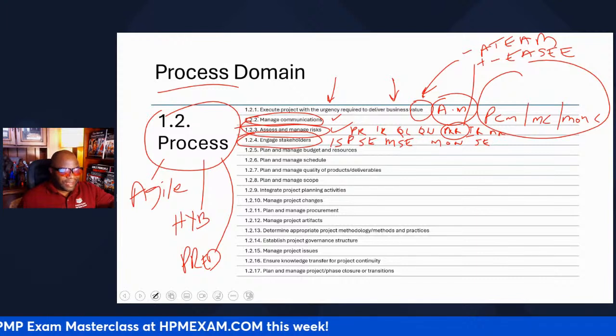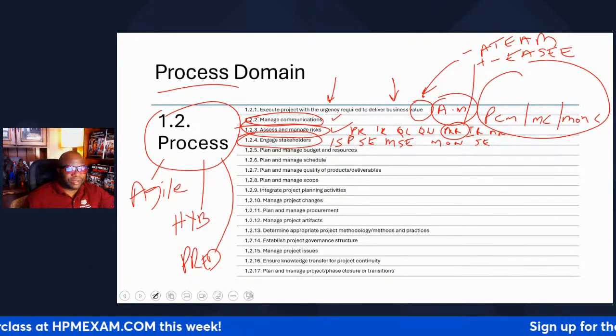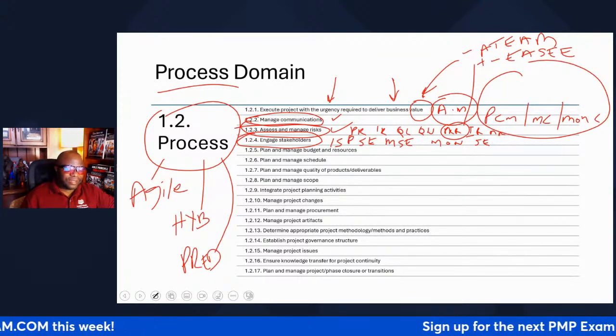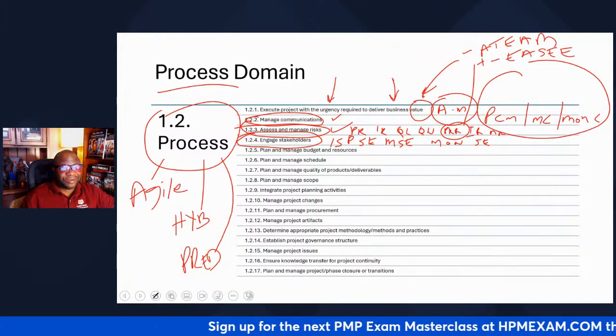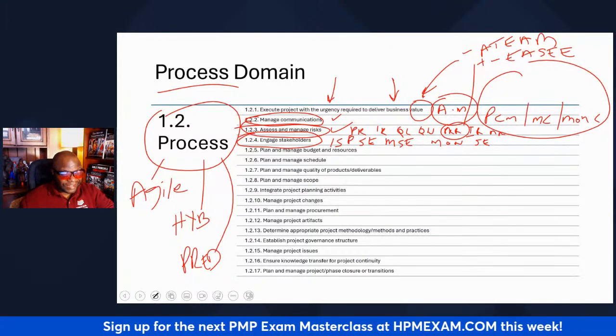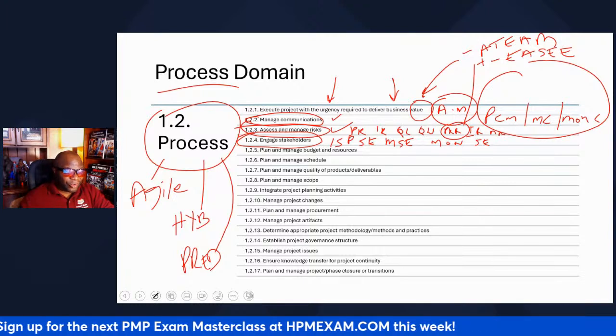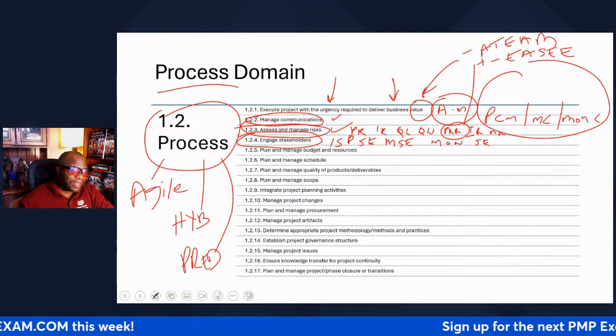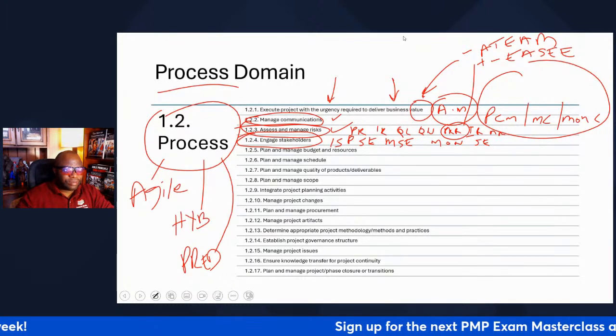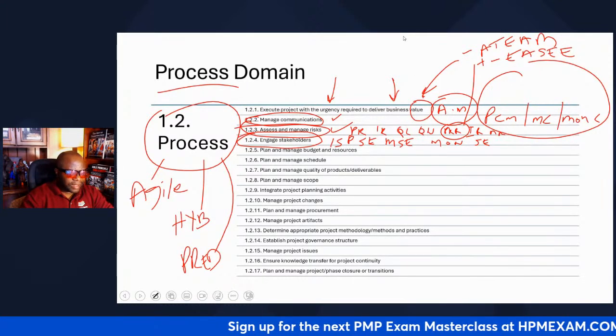Again, this is based on the PMP exam content outline from PMI. This is the blueprint on which the exam is based. And if you are not studying the content outline, you are not doing it right. You're doing it wrong. Don't do it wrong. Let me share with you in the chat. I'm going to bring up the PMP exam content outline.